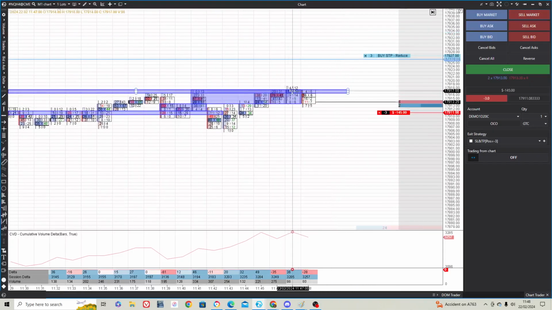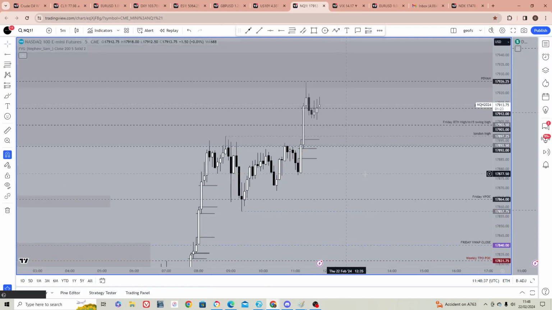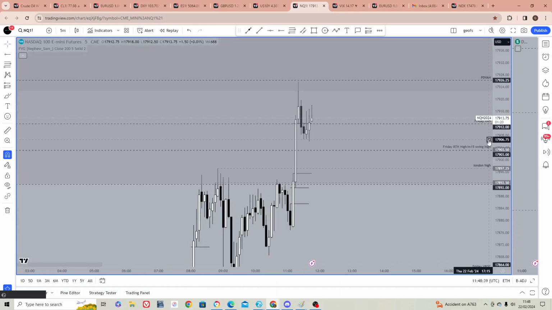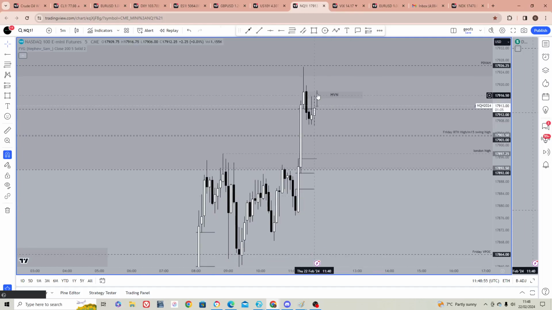You can see that level was defended. Negative delta in this candle was the one that encouraged me to sell more. Now this level is still being rejected. Let's see the PA, how that looks. Basically, you had a high volume node here. Pin bar, that's a good sign.